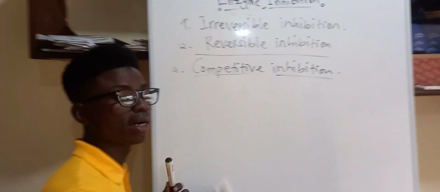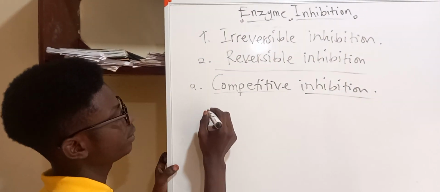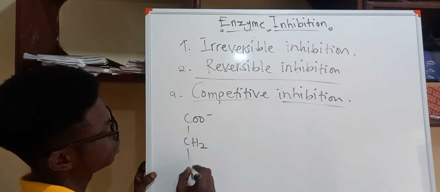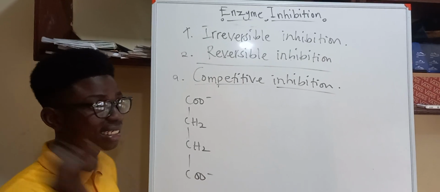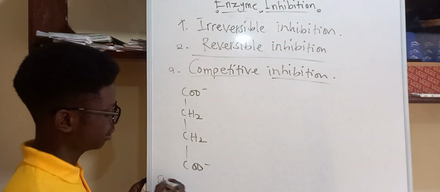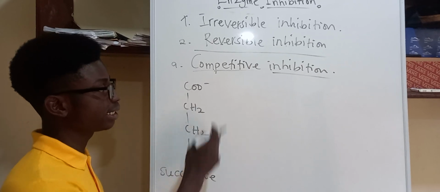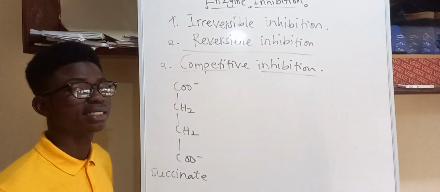Now I made mention of an example like malonate. Let's see what actually happens there. So we have succinic acid, which is CO minus, CH2, CH2, minus. Now this is succinic acid. When it is in the ionic form, as I've done on the board, it is called succinate. When you bring the H, then you can call it succinic acid. When it is in the ionic form, it is succinate.